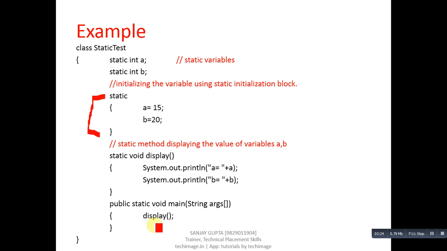You can also see that in every program we are using main as static. So why are we using static before main? Because we are calling the main function without creation of any object. So whenever you want to call any method without creating an object, you can declare that method as static. Static methods can be called without creation of any object.